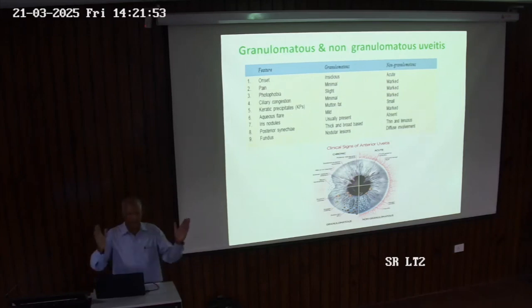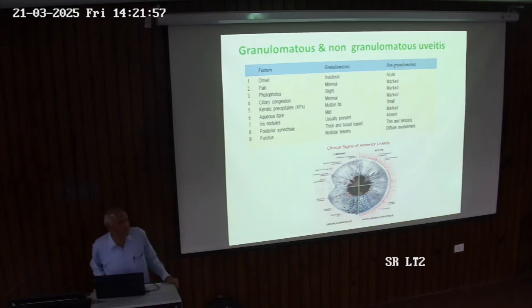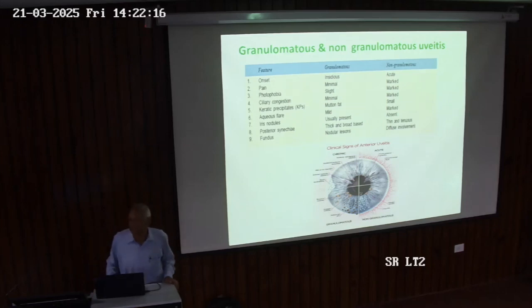As the name indicates, granulomatous uveitis means where granuloma or tubercles are formed. This is a chronic infection, the chronic part. Non-granulomatous is mostly the allergic part. So we have to differentiate these things.